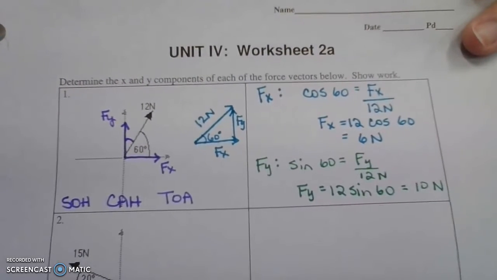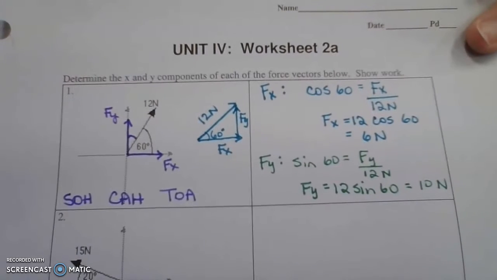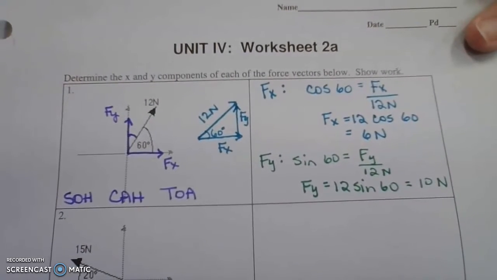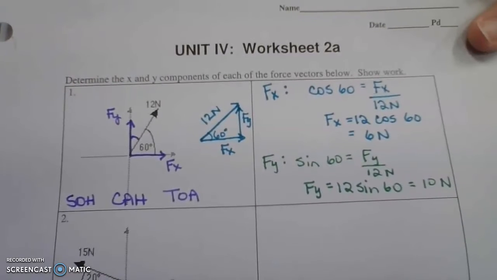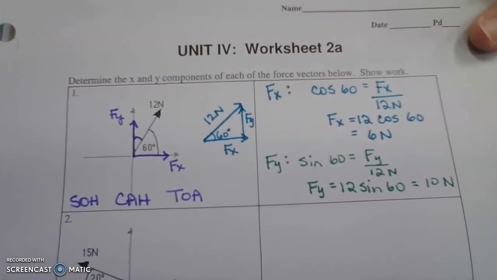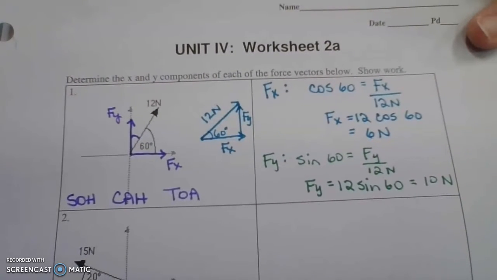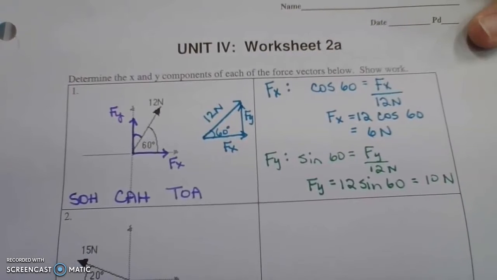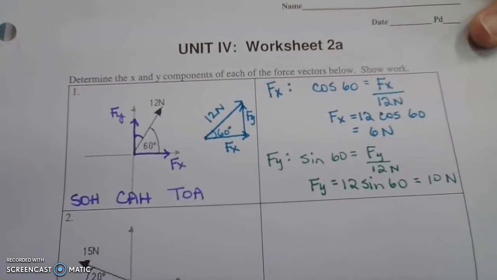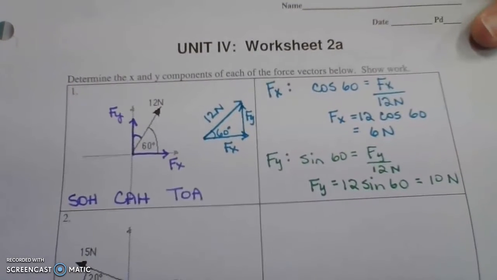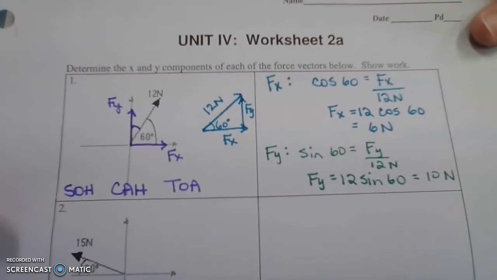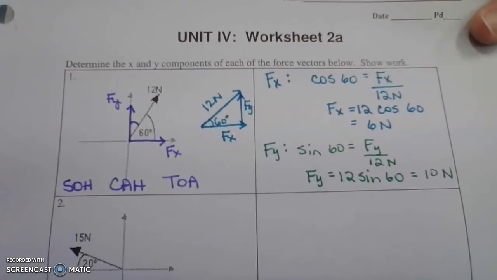Sine is defined as the opposite over hypotenuse, cosine is adjacent over hypotenuse, and tangent is opposite over adjacent. It's all in relation to that 60-degree angle. So to solve for Fx, I'm going to use the cosine ratio. The cosine of 60 degrees is the adjacent side, which is Fx, divided by the 12 Newton hypotenuse, as you can see here on the right side.